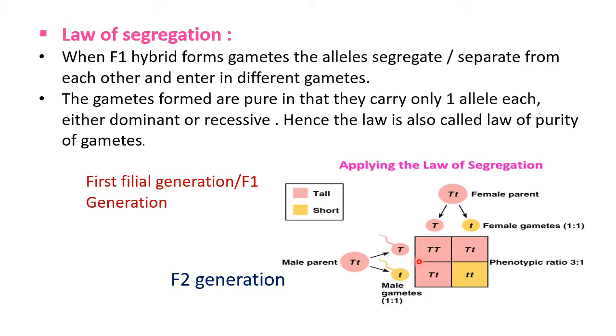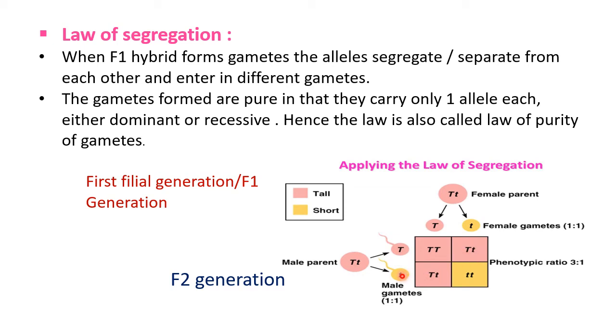Here we see the gametes unite with each other and produce different combinations. For example, here we see capital T combines with capital T to form a homozygous tall pea plant having genotype capital T capital T. Then this capital T combines with small t to form a heterozygous tall pea plant with genotype capital T small t.